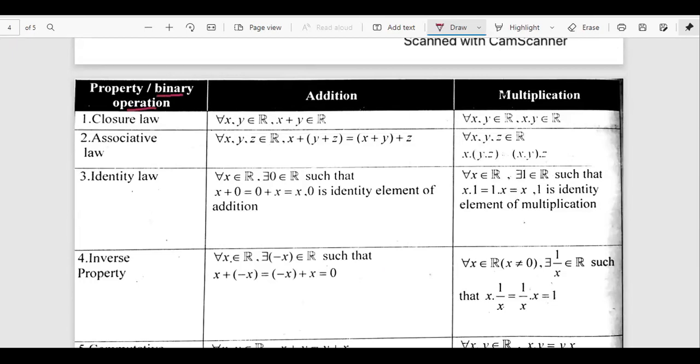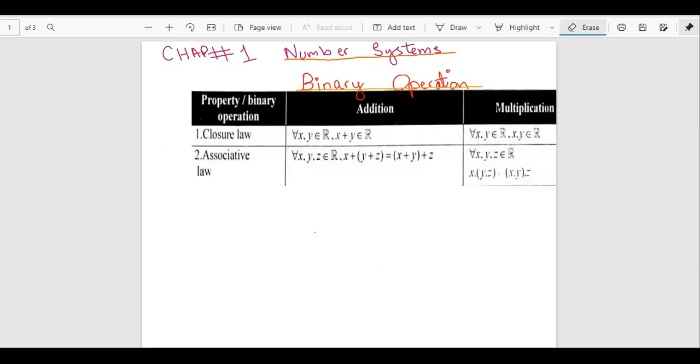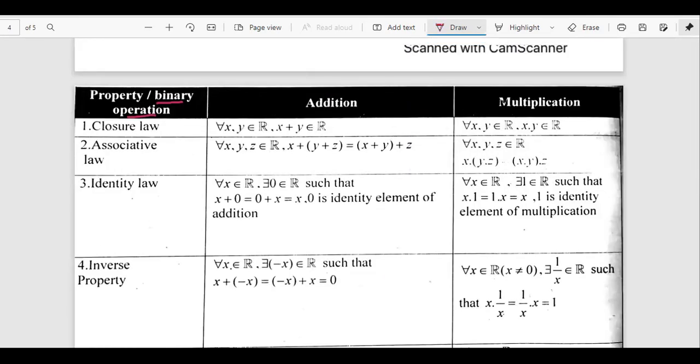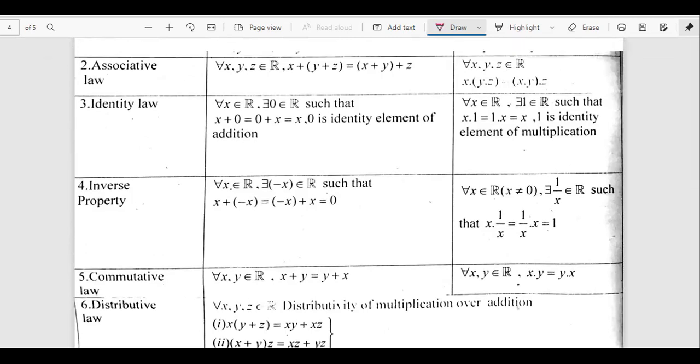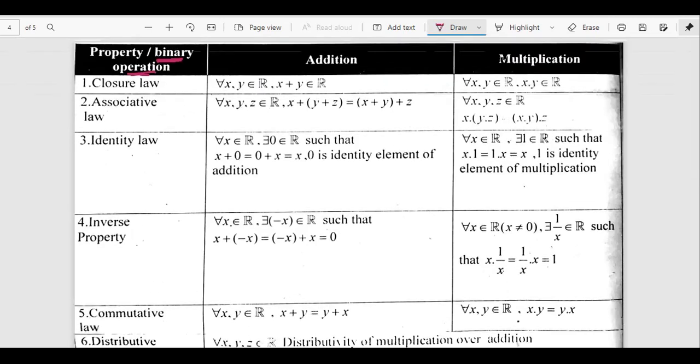So let's do it here. Okay. Because this topic is very important, binary operations are important. Based on binary operations, we have groups, monoids, so many things which we don't study in A-levels. I personally studied that in my bachelor's, right? Okay, now we need to know that whenever we have a binary operation, like this one, right? We have 1, 2, 3, 4, 5, 6 laws. This binary operation should satisfy 6 laws in order to be called binary operation, right?